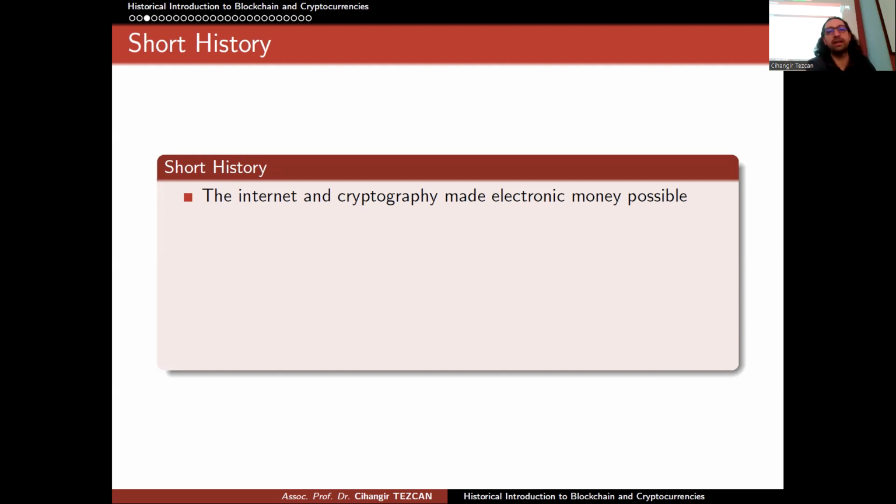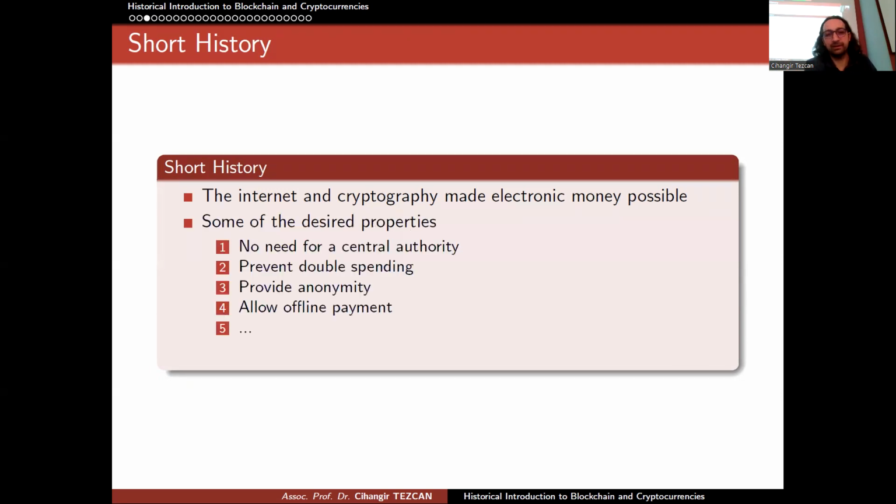Throughout the 90s, there were a lot of companies offering digital money, and except PayPal, all of them went bankrupt and closed their companies. We can have some desired properties for this digital or electronic money. We may prefer that they have such properties like no need for a central authority, prevent double spending, provide anonymity, allow offline payments, and maybe some other properties.